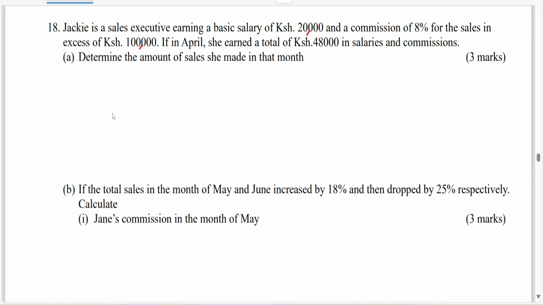So how do you find the amount of sales? That is 3 marks. Question B talks about the total sales in the month of May and June, we will get there, but let's just do question A for now.